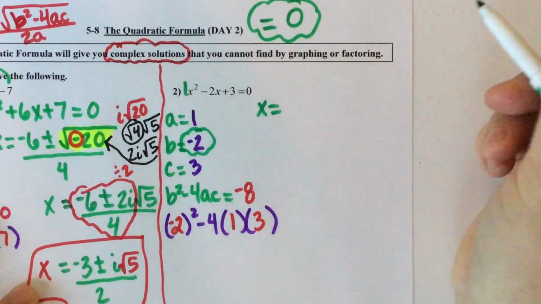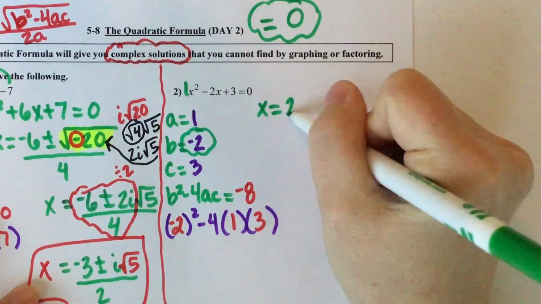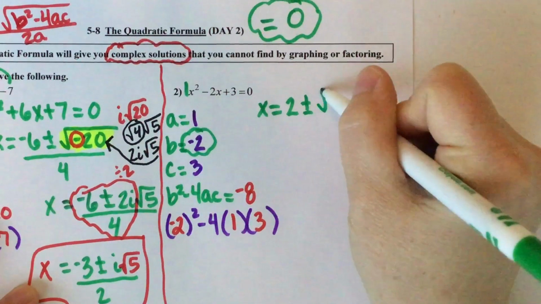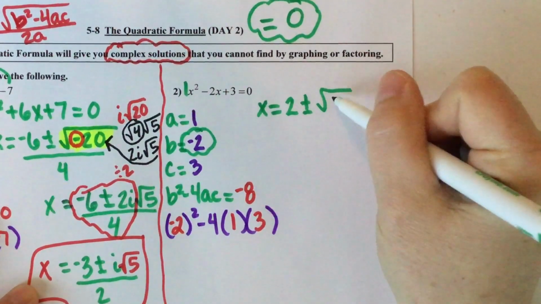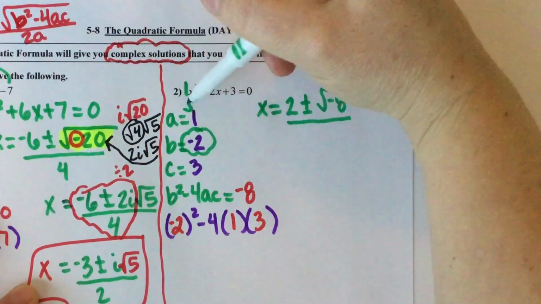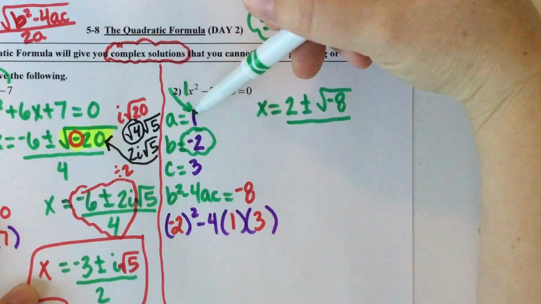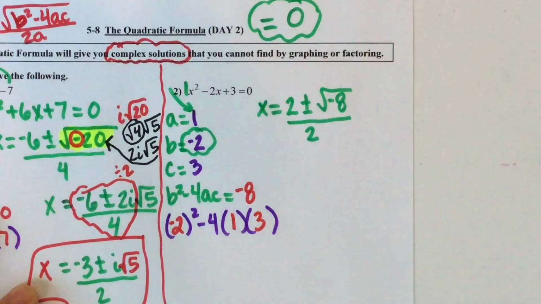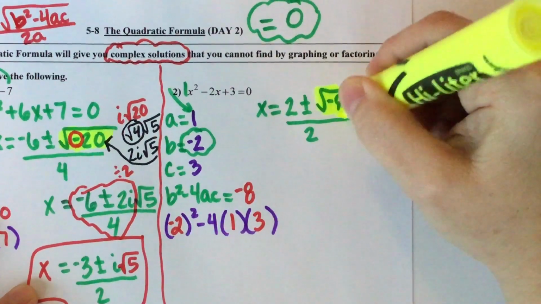What's the opposite of negative 2? Positive 2. Plus or minus square root of b squared minus 4ac, all over 2a. And what's 2 times your a? 2 times 1 makes 2. Okay, once we get this far, we start working on our square root.